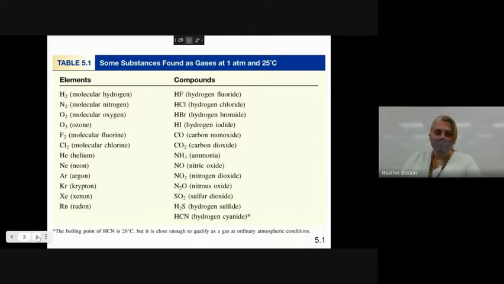Nitric oxide and nitrogen dioxide. Those are products, along with sulfur dioxide, of combustion reactions, also from impurities in gasoline. So those are our pollution gases that dissolve in water. Who remembers what you get when those pollution gases dissolve in water? Acid rain. That's not good either, right?